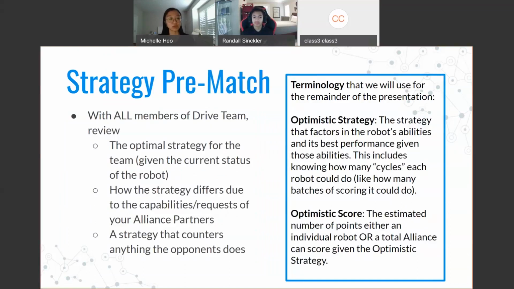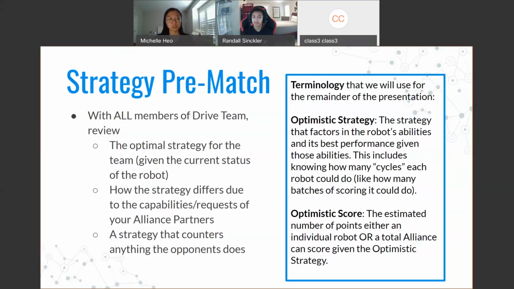The second term we have is optimistic score, which is the estimated number of points either an individual robot or a total alliance can score given the optimistic strategy. These will be explained in further detail in the upcoming slides. So for the rest of the presentation, we're going to cover the very basic elements of how strategy is done in our team. And we're going to start with strategy pre-match.